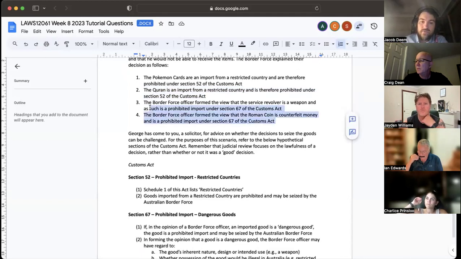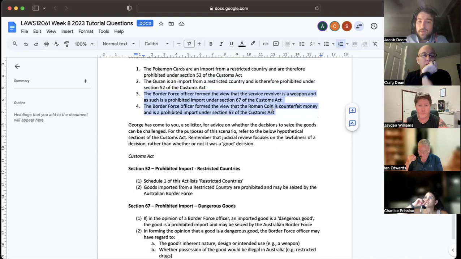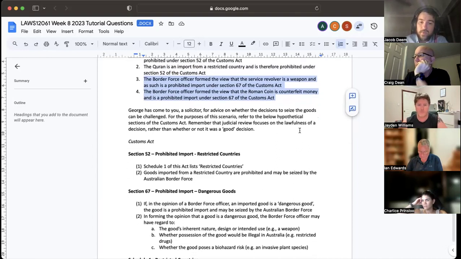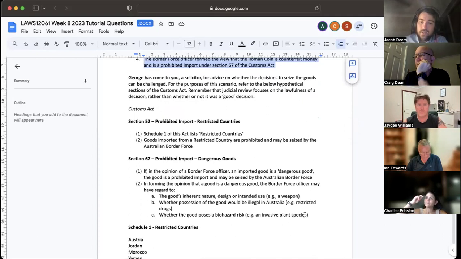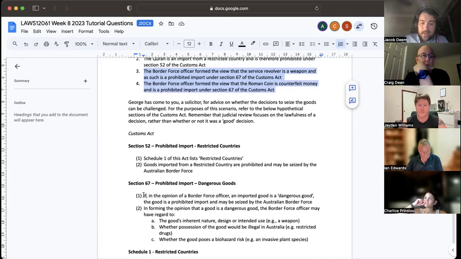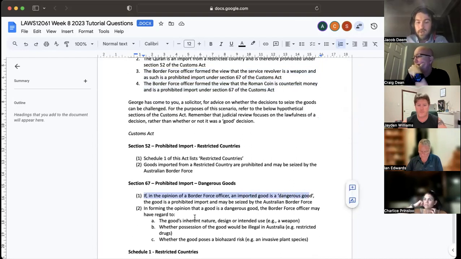Let's look at items 3 and 4. So the border force officer forming the view that the service revolver is a weapon, and as such is a prohibited import under section 67, and the border force officer forming the view that a Roman coin is counterfeit money and is prohibited. So section 67 is worded in such a way that if, in the opinion of the border force officer, an imported good is a dangerous good, the good is prohibited and they can be seized. Just based on the wording of section 67, do we think we're dealing with jurisdictional facts or non-jurisdictional facts here?